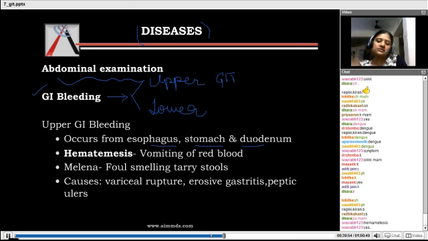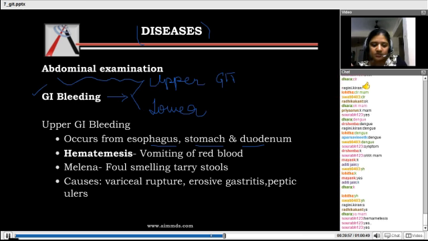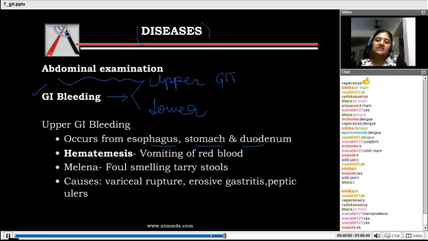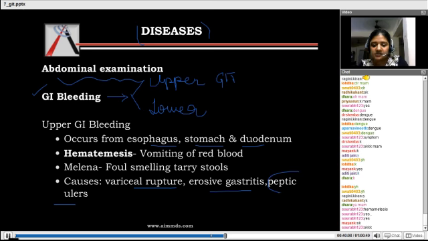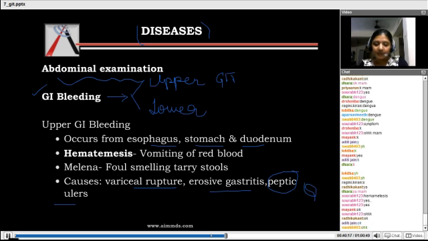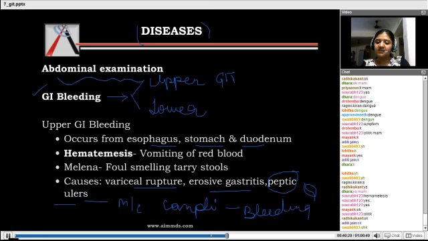Now that you know the different sources and you know the types, what possibly could be the causes of it? Whenever there is a rupture of the varix, erosive gastritis, and peptic ulcers. Peptic ulcers, the most common symptom that you will see is bleeding. That's an MCQ. Did you guys get me? Understand this? In peptic ulcers, the most common symptom as well as the most common complication is bleeding. A very, very favorite MCQ. Are we clear with it?